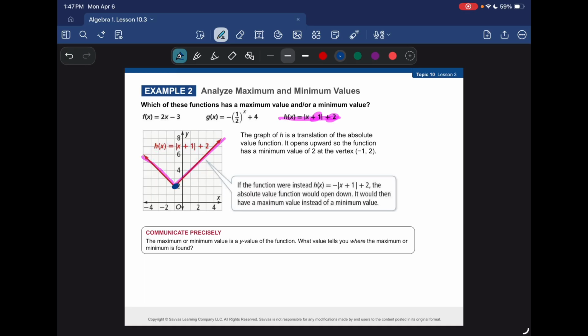So if we have a vertex, we will have a maximum or a minimum, depending on if it's upward facing or downward facing. Remember, the maximum or minimum is talking about the y value or the output. Is there a lowest y value or a maximum y value?